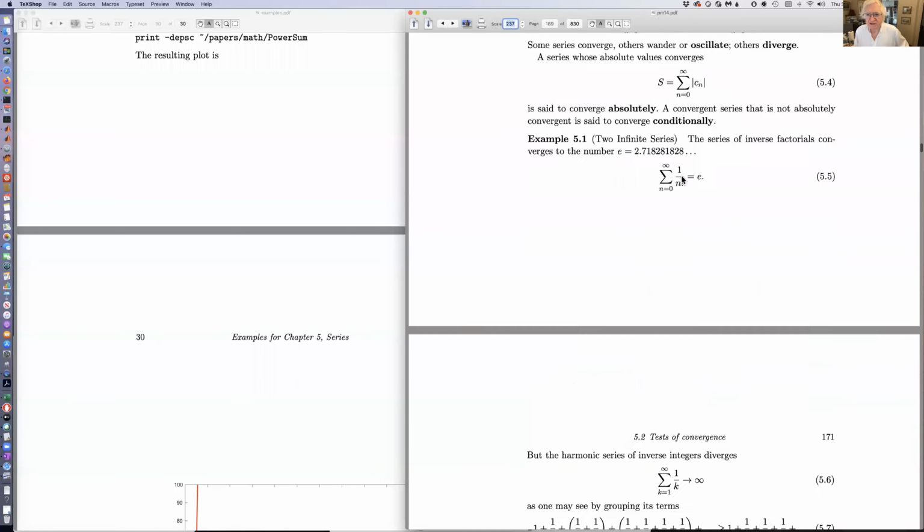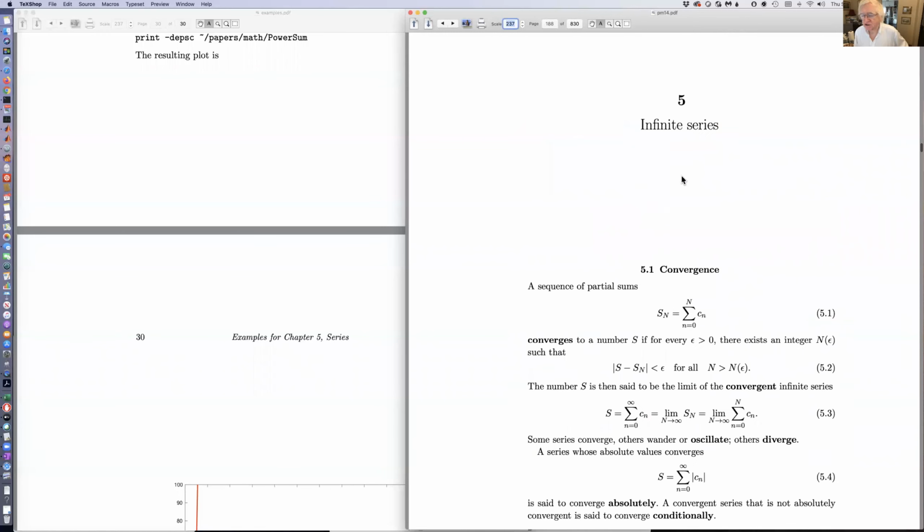So let's see. I will start going through chapter 5 on series. Frankly, just between you and me, I'm not nuts about infinite series. I think they're kind of trivial. I mean, they either converge or they don't, and there are various obvious tests for convergence and divergence, and apart from that, it seems to me there's not much to say.